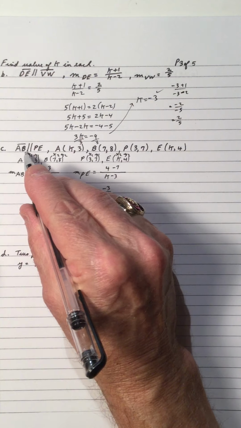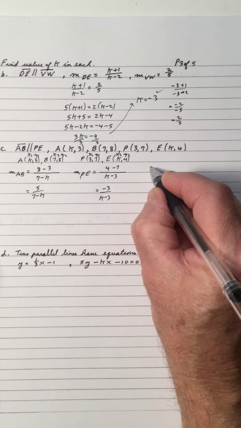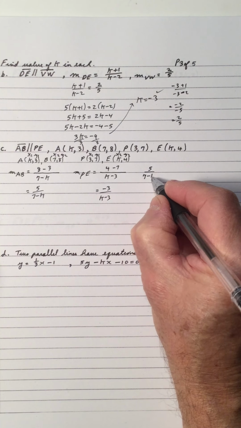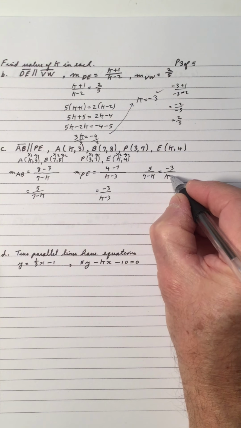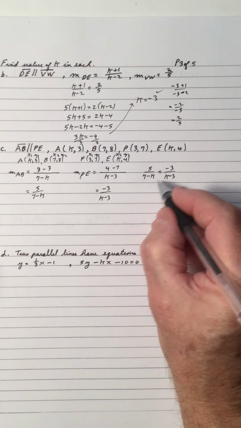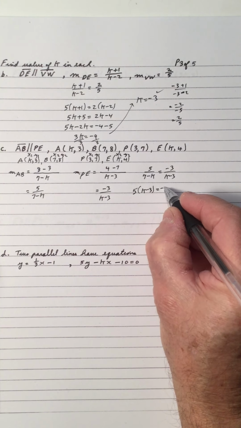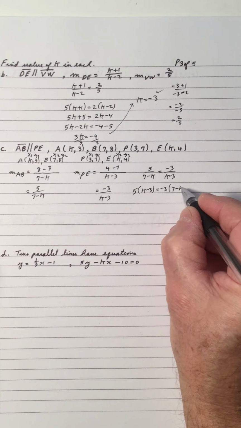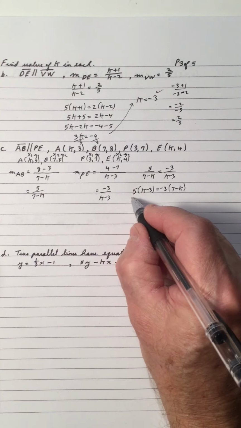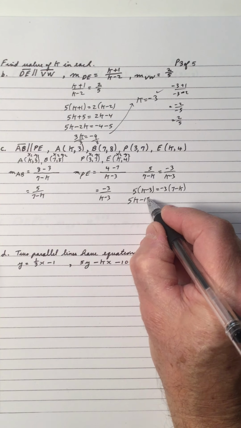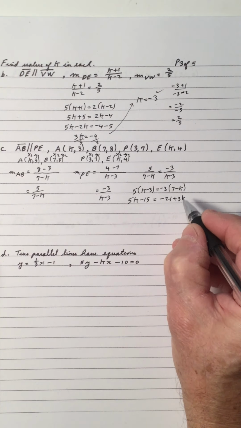And it says the lines are parallel, so the slopes are equal. So that means that 5 over 7 minus k is equal to negative 3 over k minus 3. And we cross multiply. 5 times k minus 3 equals negative 3 times 7 minus k. So we cross multiply. Done. 5k minus 15, negative 21 plus 3k.